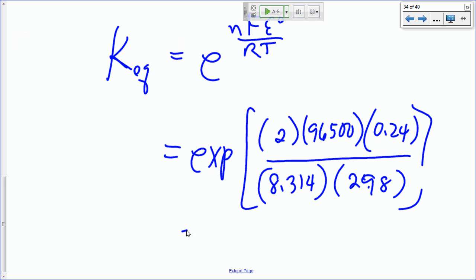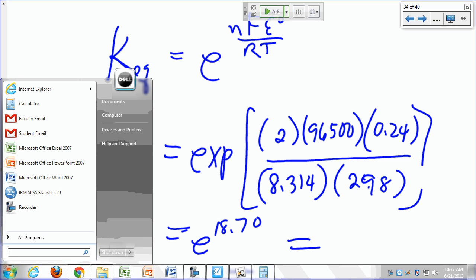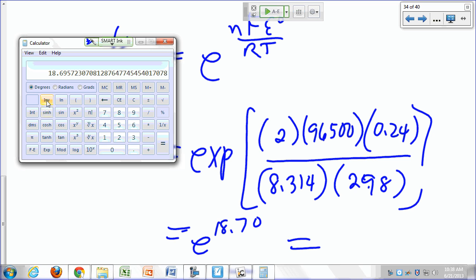So this is e to the 18.70. What would that mean? If I do this, I have to take inverse log, so inverse and then e to the x right here. That gives me 1.3 times 10 to the 8.